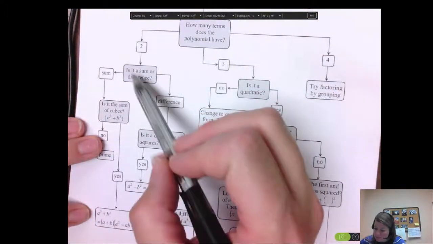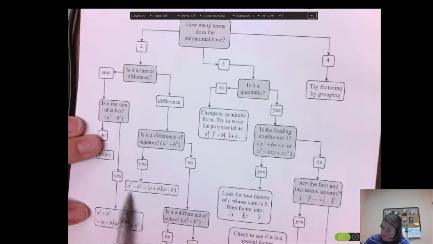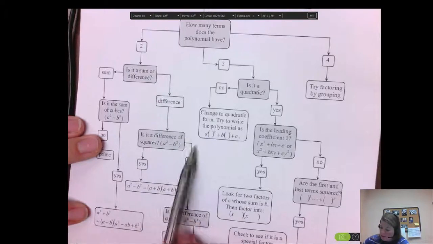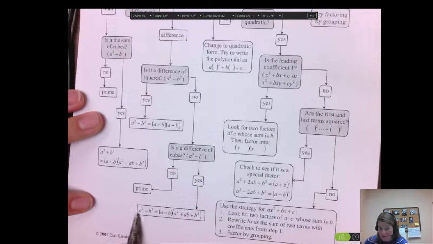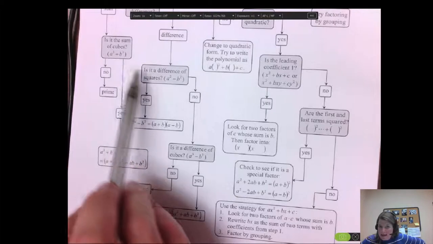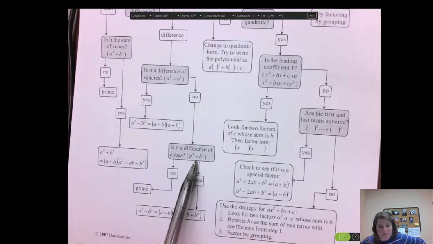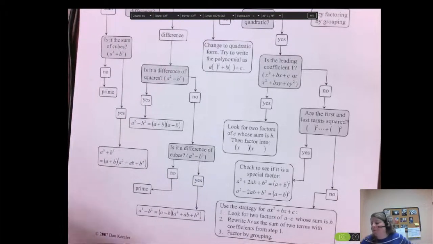Or if you have 2 terms and you're a difference, you could be the difference of squares. That one looks like this, where they're the same thing in the parentheses with opposite signs. Or you could be a difference of cubes. If you're a difference of cubes, great, then you break it up using your formula. If not, you're prime. So binomials have 3 options: a sum of cubes, a difference of squares, or a difference of cubes. Otherwise it's prime. Those are the only options if you start with a binomial.